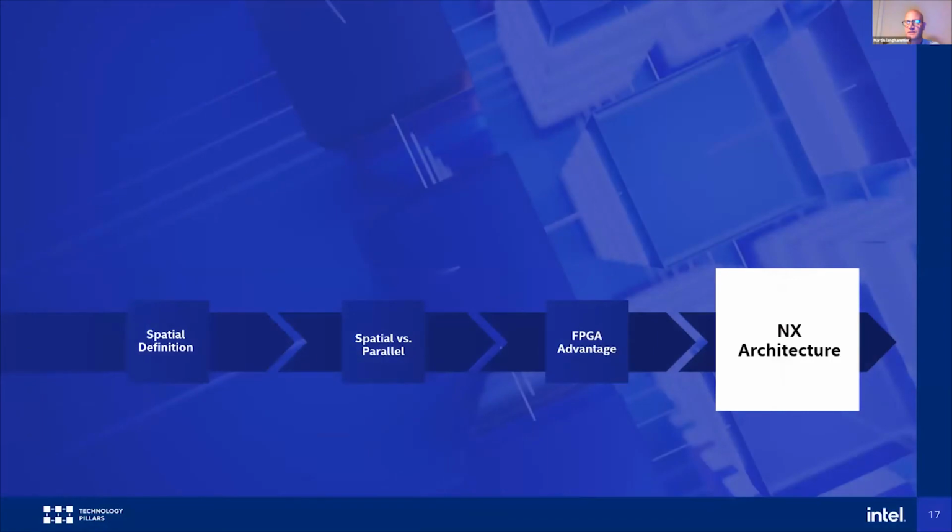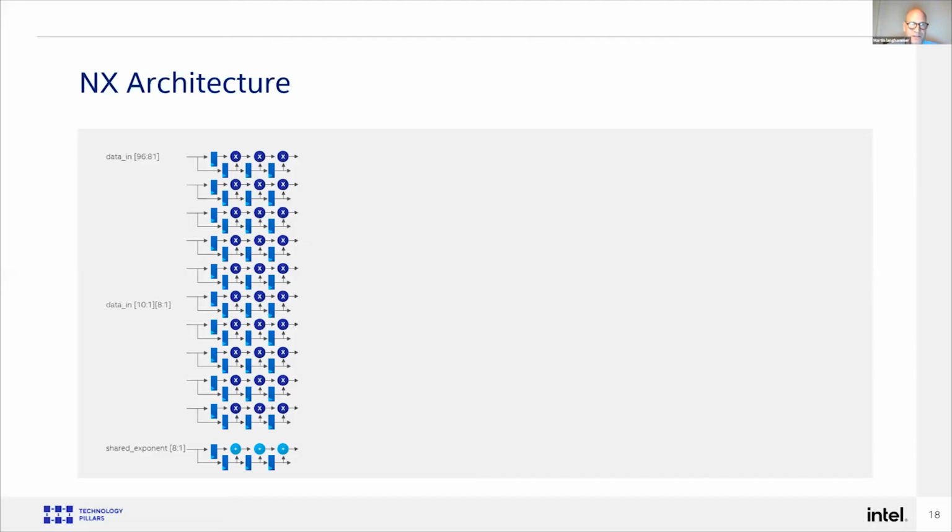And now we can look at what's inside the NX architecture. As I mentioned before, there's a matrix of multipliers. There's 3 columns. Each has 10 INT8 multipliers, or we can convert this to 20 INT4 multipliers. We can configure that on an AI tensor block by tensor block basis. There's an optional shared exponent for each column, just in case we want to do floating point.